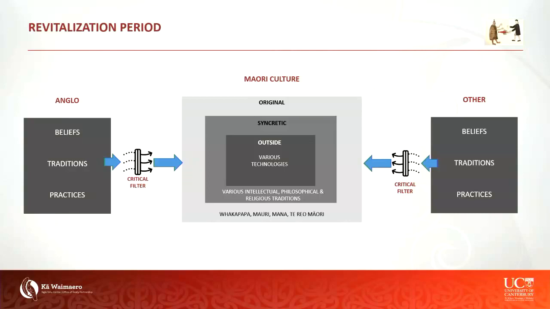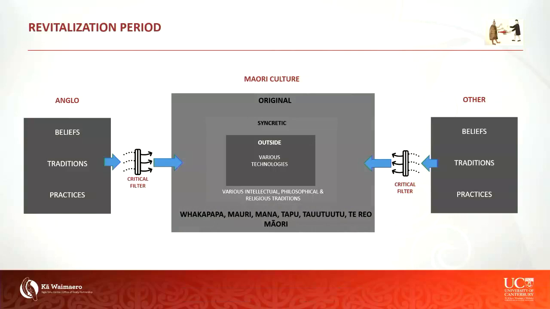And then we go into a revitalization period. Now, this is a little bit different. You can see here we have Māori culture, with the original culture on the outside. And then we have these Anglo traditions. They're still flowing into Māori culture. But what you have is a critical filter. So Māori are saying, well, we like some ideas, not other ideas. We'll let some in, reject other things. But we also have a strengthening of traditional Māori knowledges starting to flow back through. So they get much stronger.